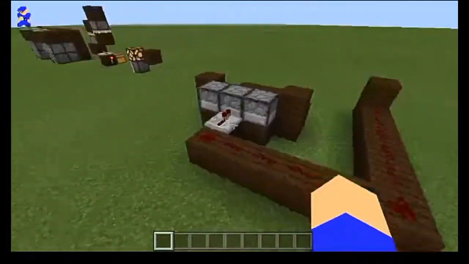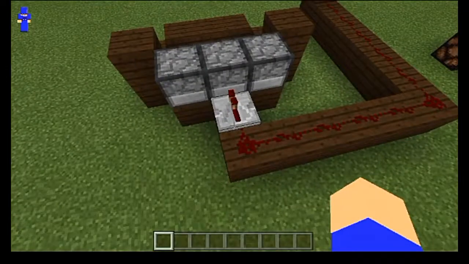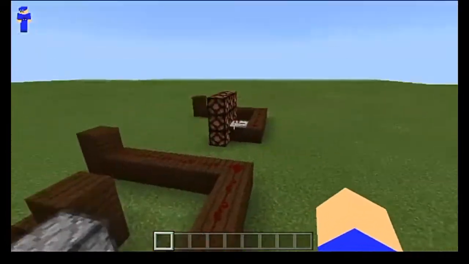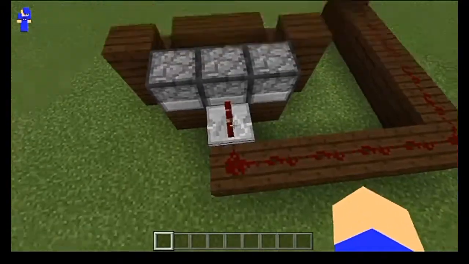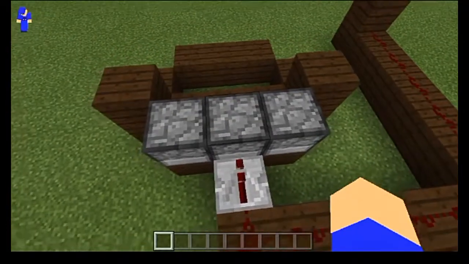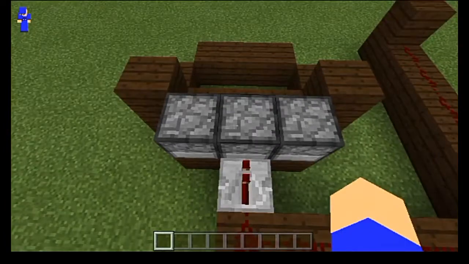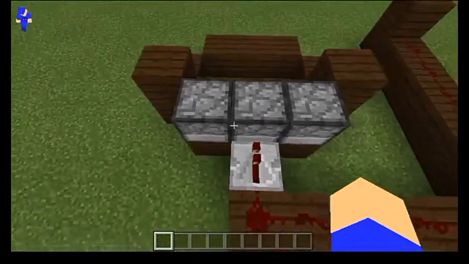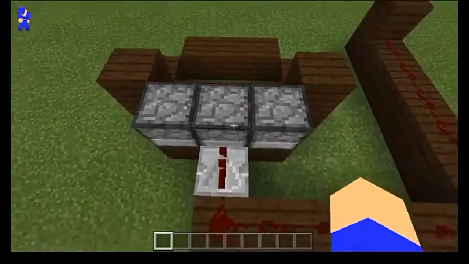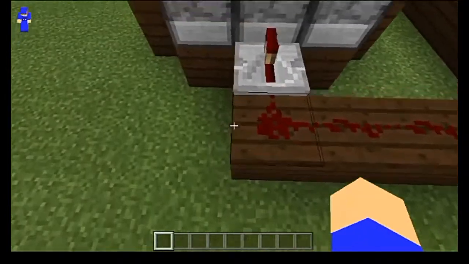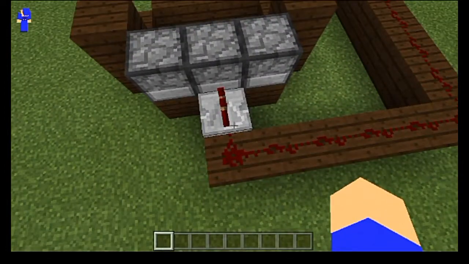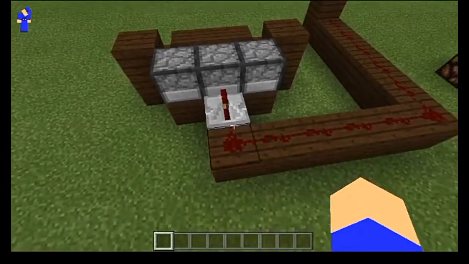If we go to the back, this is using the exact same power and activation thing that I was talking about over there. This single repeater is powering this dispenser. This dispenser is activating these two other dispensers, which is allowing all three of them to dispense their water buckets. This is really useful because you can end up saving on redstone resources.